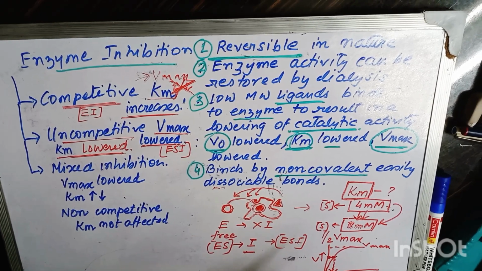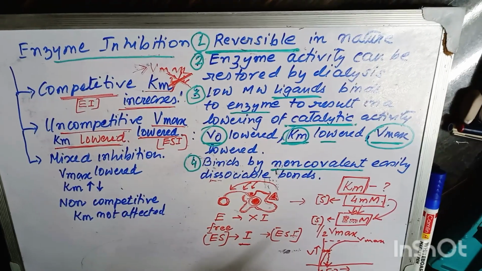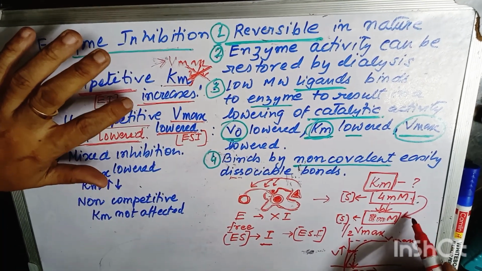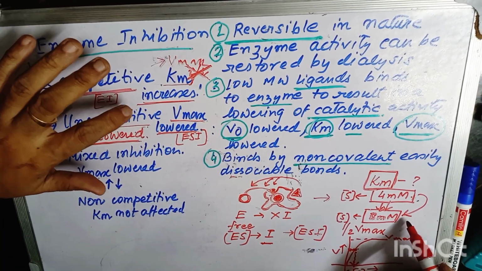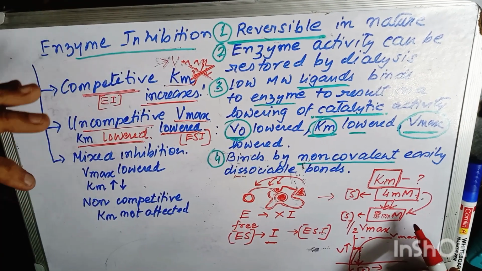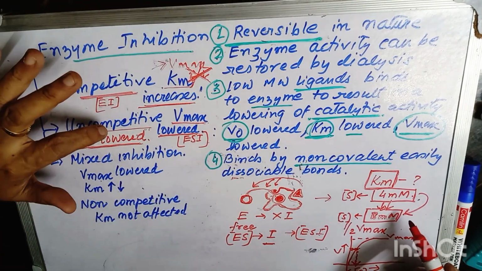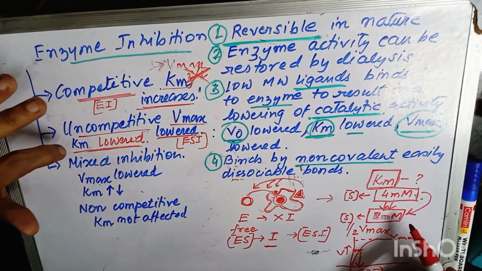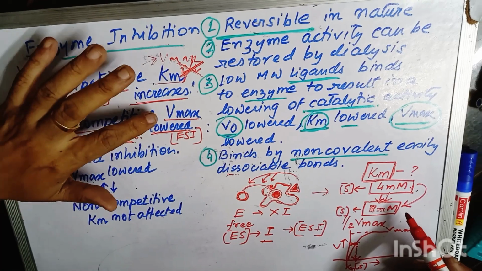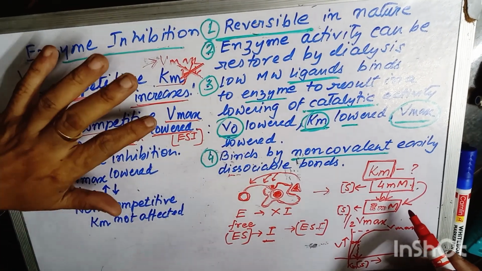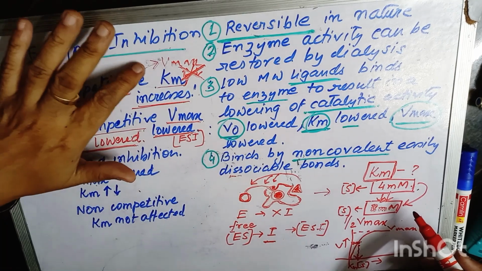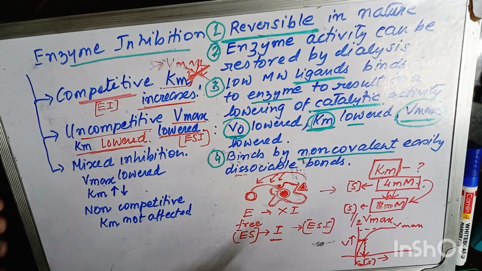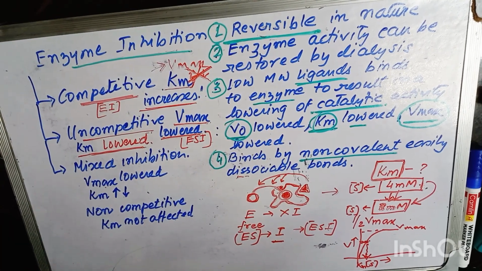In case of competitive inhibition, Vmax is unaffected while Km increases. Km increases means the substrate affinity is lowered. Km increases from 4 millimole to 8 millimole, that means substrate affinity is lowered. In case of uncompetitive inhibition, the Km is lowered, just the opposite of competitive inhibition. Km is lowered and Vmax is also lowered. But in case of competitive inhibition, the Vmax remains unaffected. Why that happens, I'll explain.